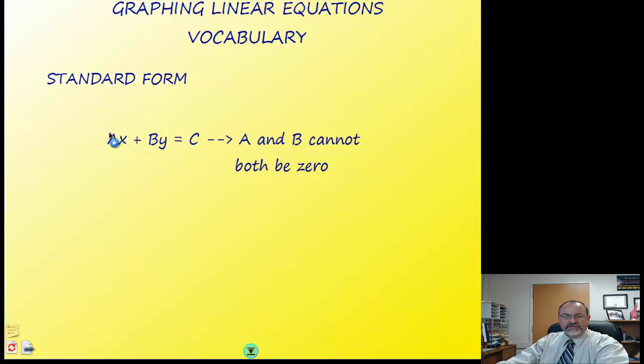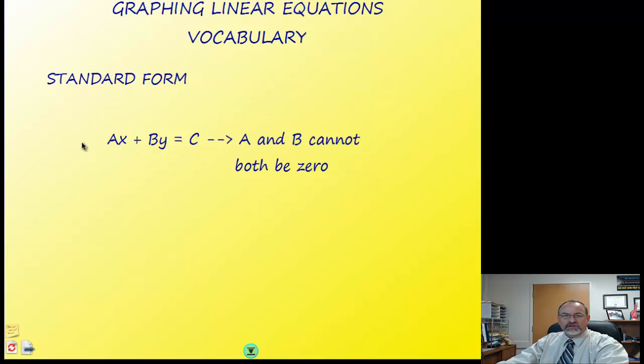Now just take note to recognize what standard form is. The x term is first, and there's only one of them. The y term is second, and there's only one of them. And then the constant is over here, and there's only one of them. So you'll know when you're in standard form when you have the x term first, the y term second, equals the constant over here.